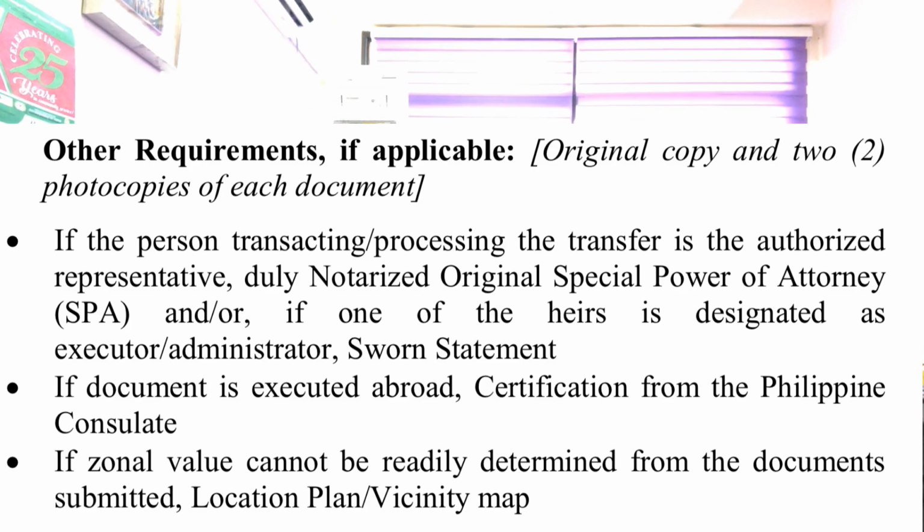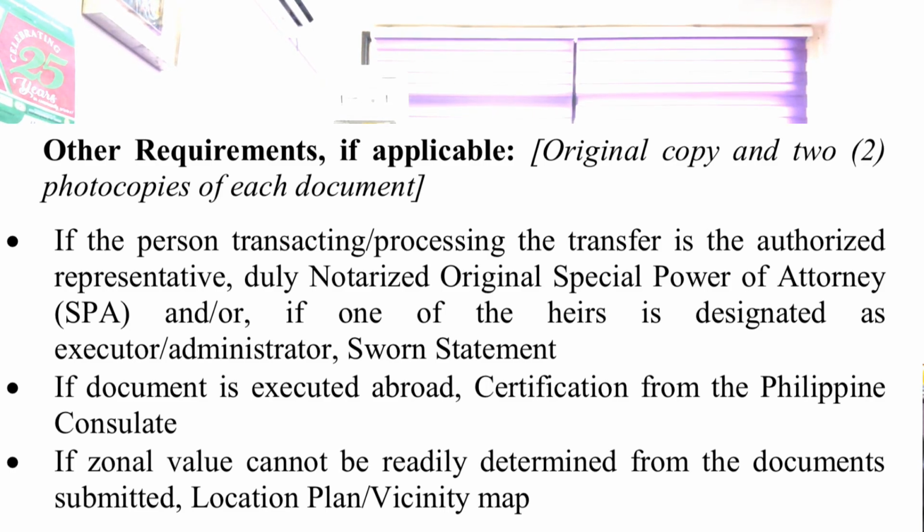So if, for example, you authorize a person to process your estate tax amnesty return, then a special power of attorney is required so that the person is allowed to transact with the BIR.